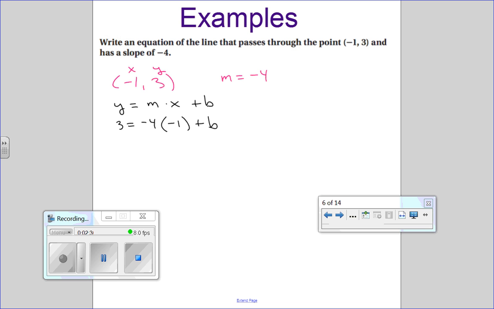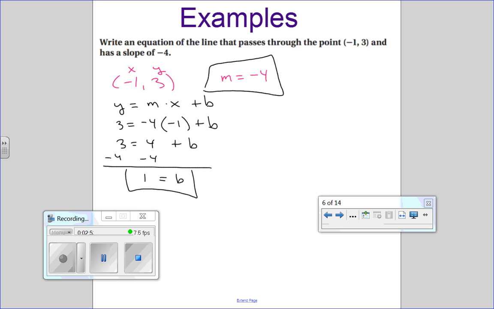Let's solve. What's -4 times -1? 4. Good. And now how would I solve this? Divide, subtract, add. I'm solving for b. Subtract 4. Very good. So b is -1. And at this point, you have your m, you have your b, but you're not done yet. You have to compile your results in an equation in slope-intercept form.